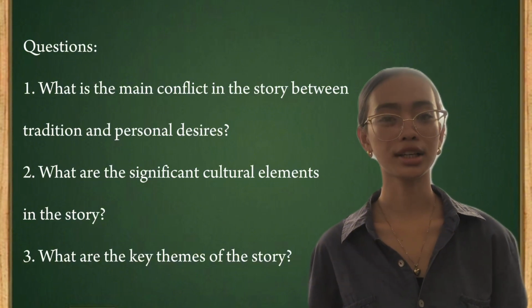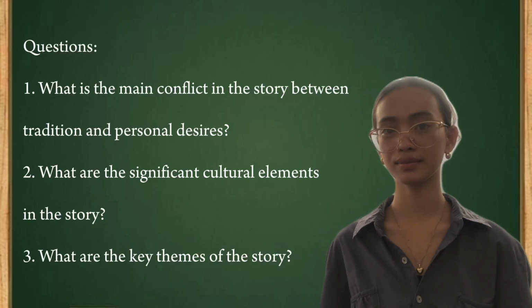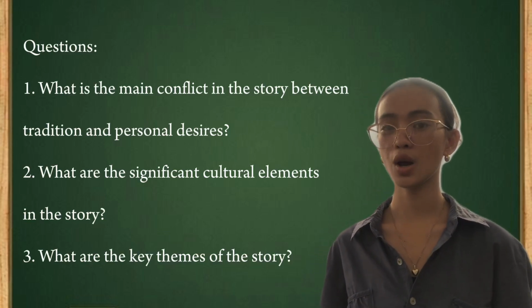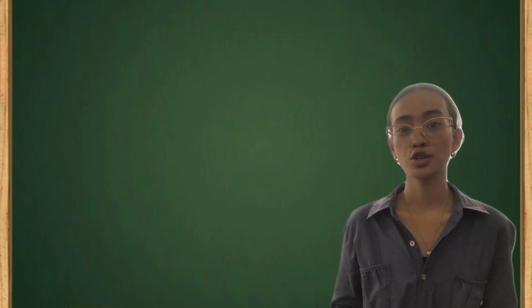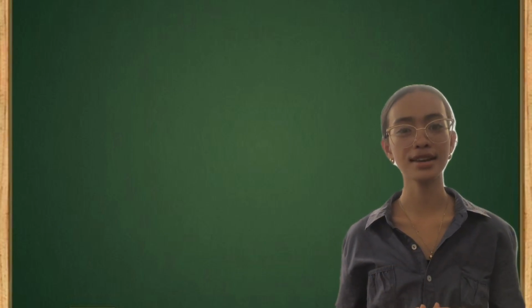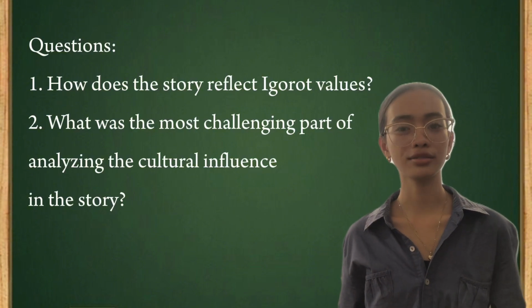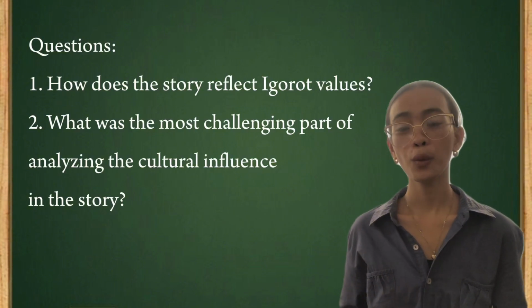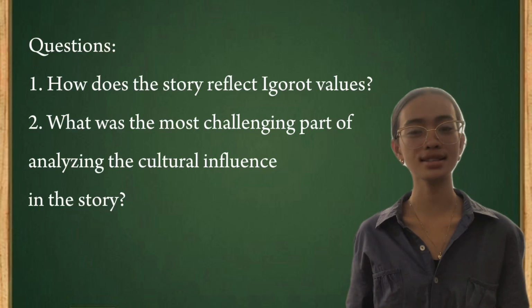And then, what are the significant cultural elements in the story? What are the key themes of the story? That's great. All of your answers are correct. So now, I'll ask you these kinds of questions to see if you really understand the lesson. How does the story reflect Igorot values? What was the most challenging part of analyzing cultural influence in the story?